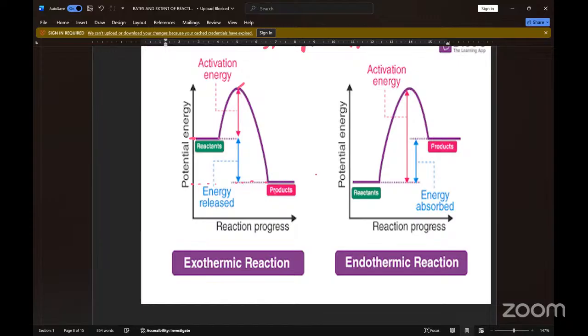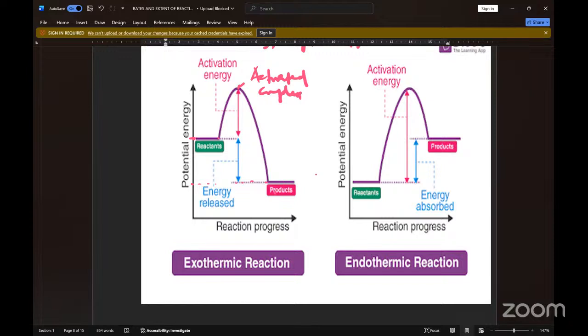This top is called activated complex. Activated complex, that is this one. So the energy between the reactants to the activated complex or the peak is called activation energy. That is the minimum energy that is required for a reaction to progress.